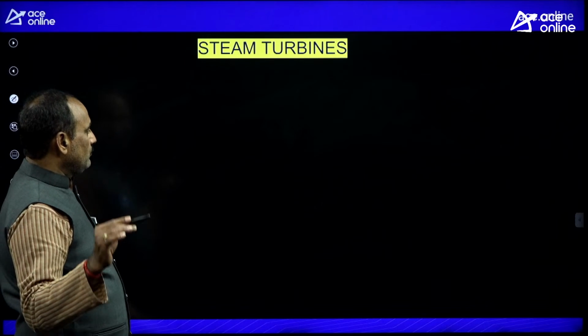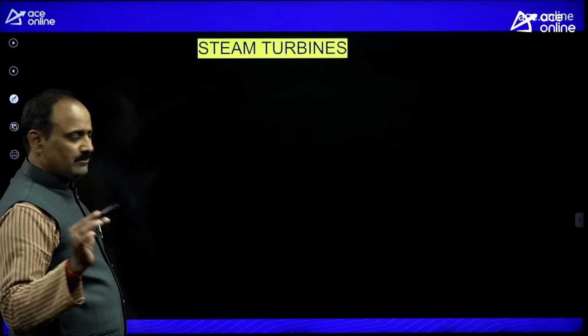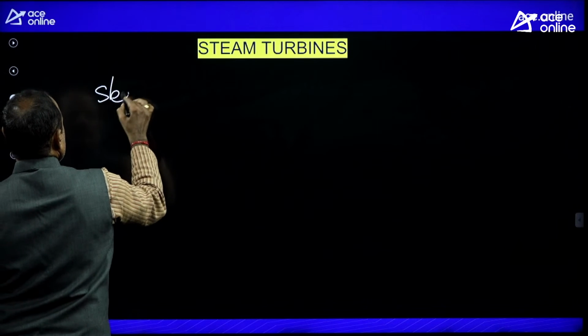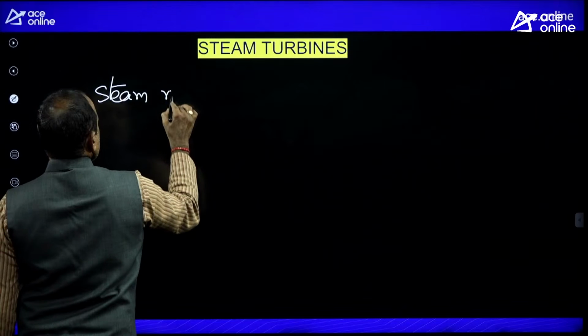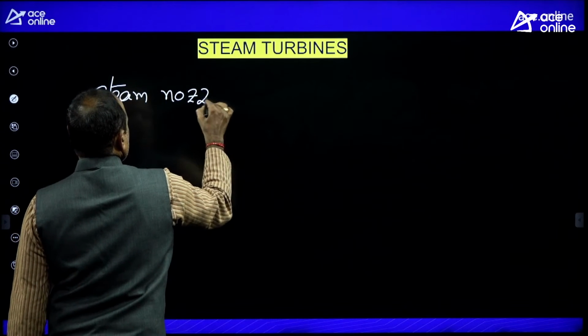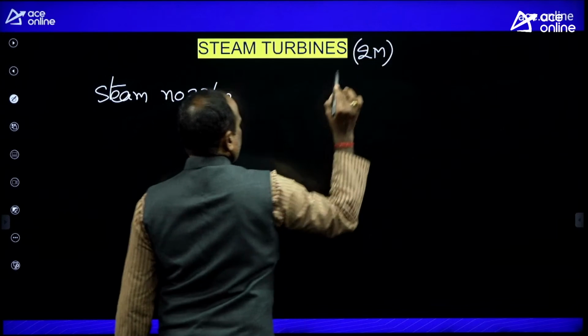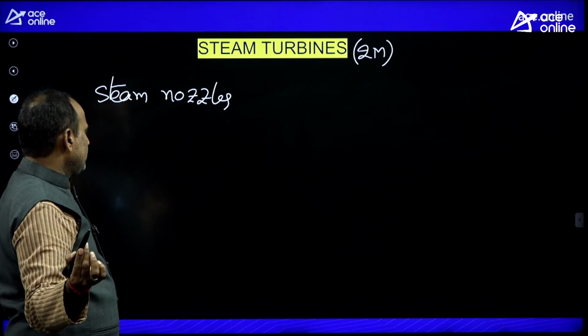Okay. Then last topic for the GATE exam, right? GATE exam point of view in thermal is steam turbines, very, very important. Under steam turbines, you practice steam nozzles. Compulsory 2 marks can be expected from the steam turbines.